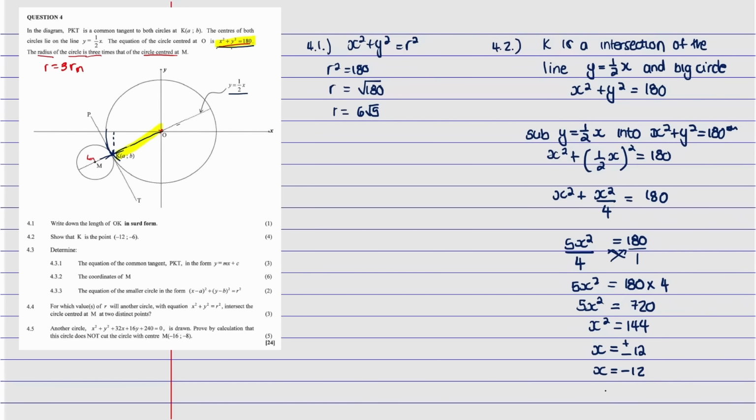So therefore, we know that a is equal to negative 12, right? Now I'm going to substitute my x equals negative 12 into my y equation. So y is equal to 1 over 2, then negative 12. Punch that into the calculator and you get negative 6. So we know that b is equal to negative 6, meaning the point K is (negative 12, negative 6). And that's how you would solve this question.